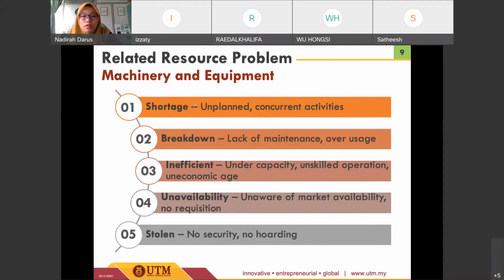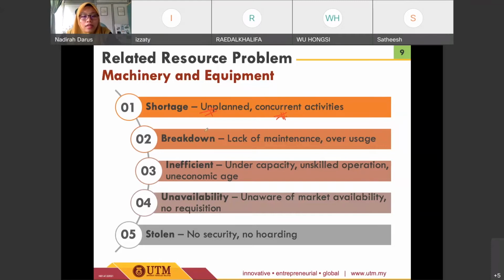Okay, so that's why we need to have good planning of the machinery use, so that whenever we need it, the machinery itself is available to be used. Okay, similar goes to the concurrent activities. Okay, as we know, concurrent activities require the machinery or the works to be done simultaneously. So this is where we need to have proper planning for the machinery usage.